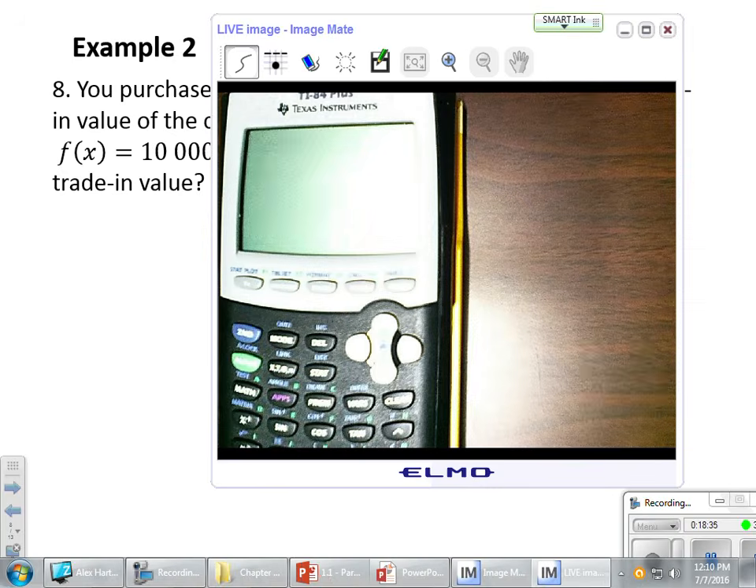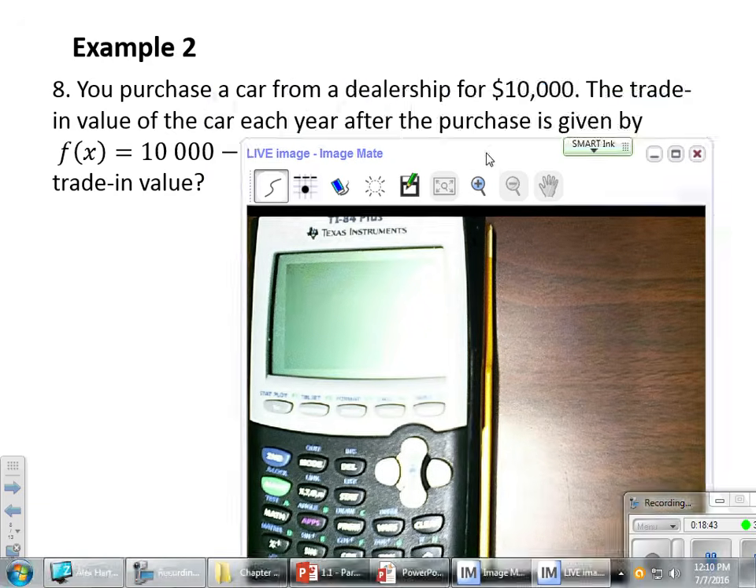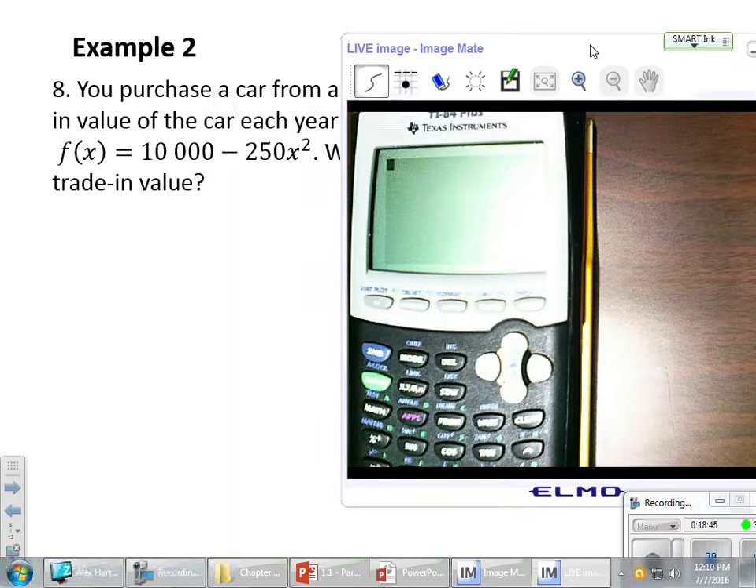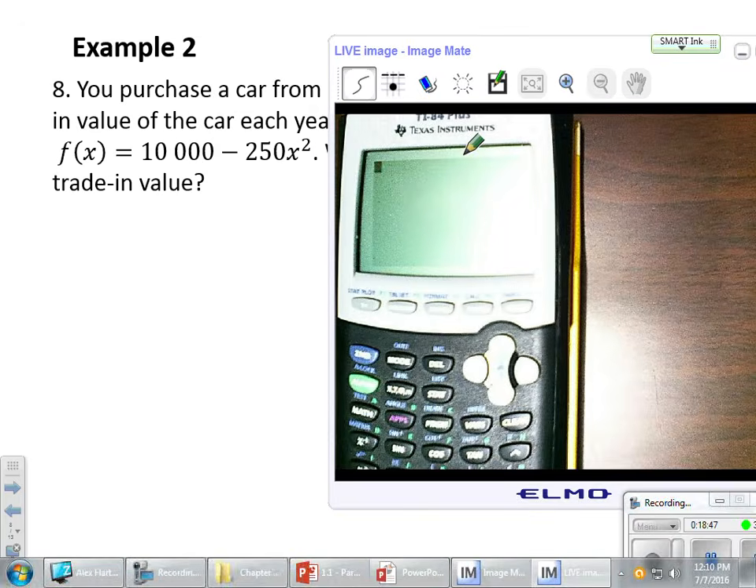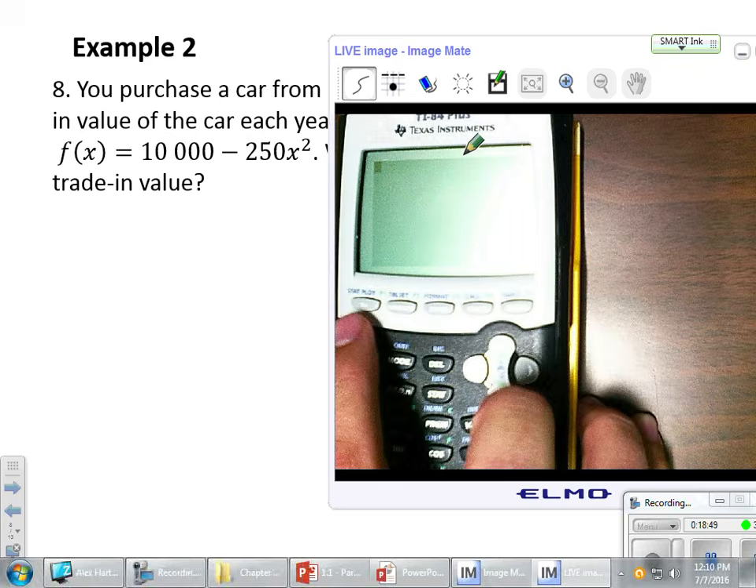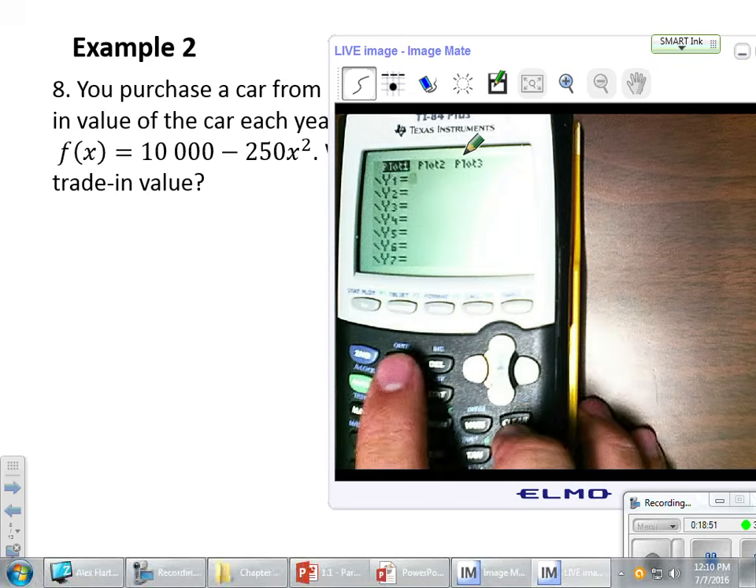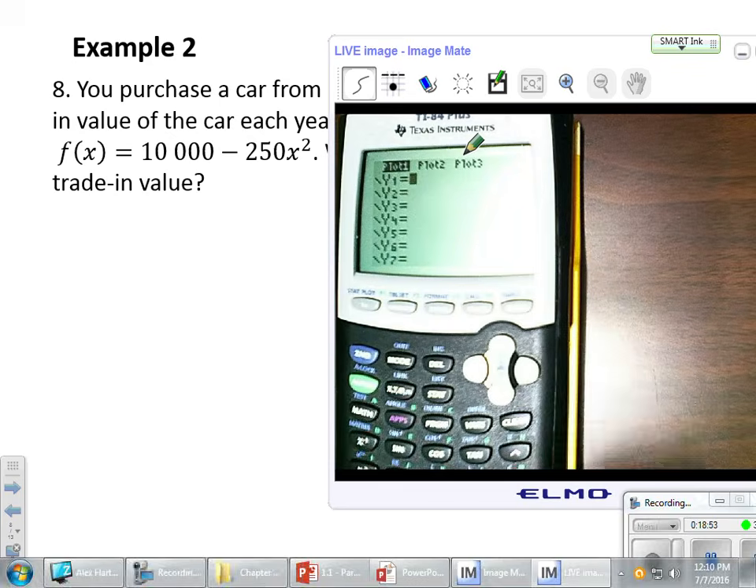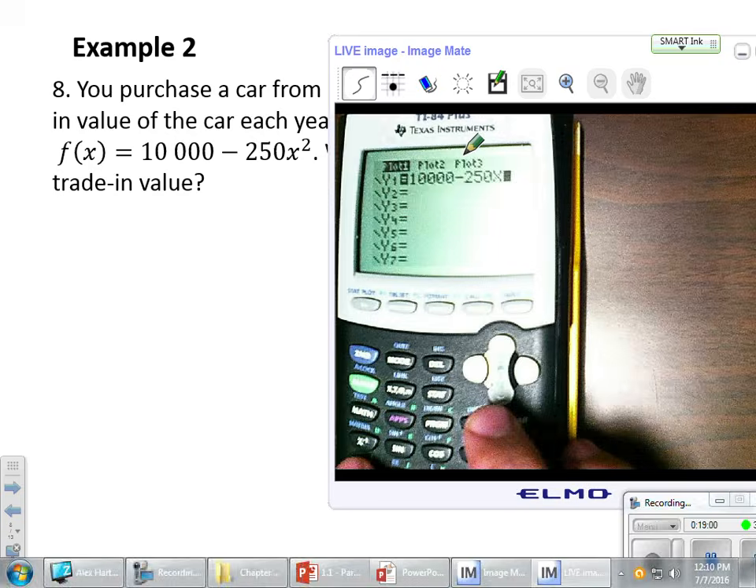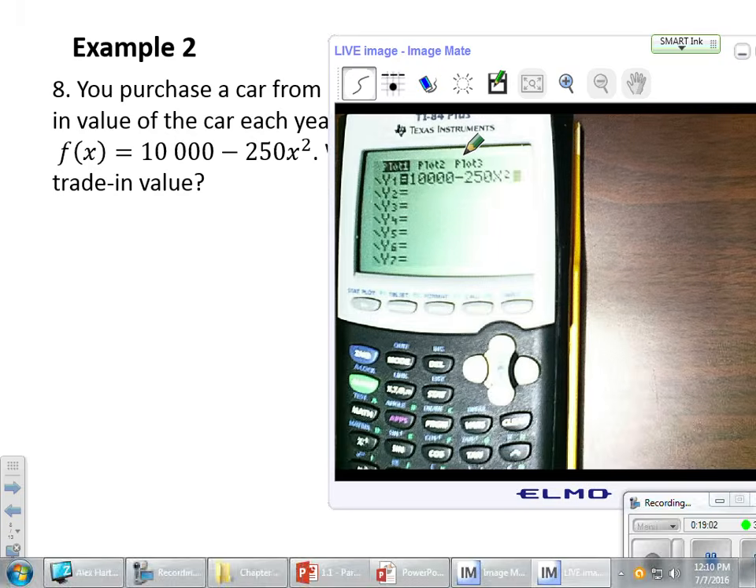Again, the calculator can help us out quite a bit. So here I'm going to turn on my calculator, and let me just move this so I can see what the function is. All right, f of x means the same thing as y. So in the calculator up here, we've got a y equals button, and that will allow us to type in any function. So I'm going to type in 10,000 minus 250x squared. All right, I'll hit enter.